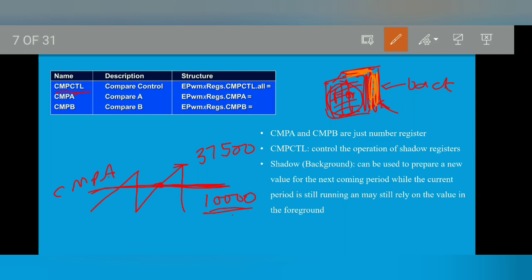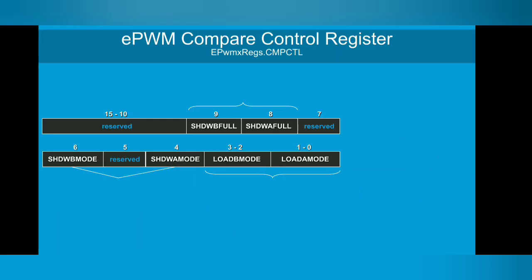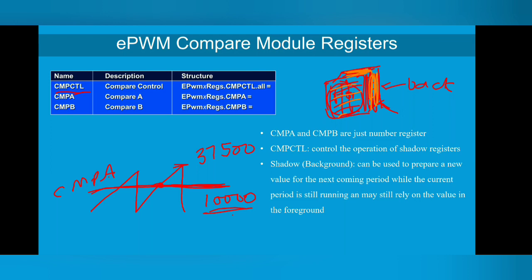So the shadow register is the background register, and it can be used to prepare a new value for the next coming period while the current period is still running, while in the foreground registers, the value is still relied upon. So how do we use the compare control registers?